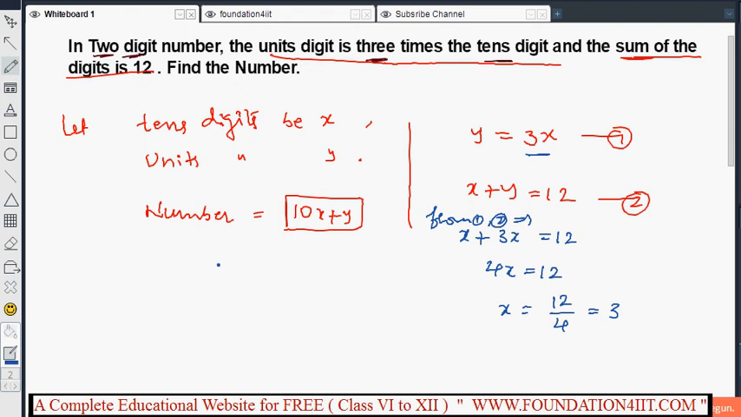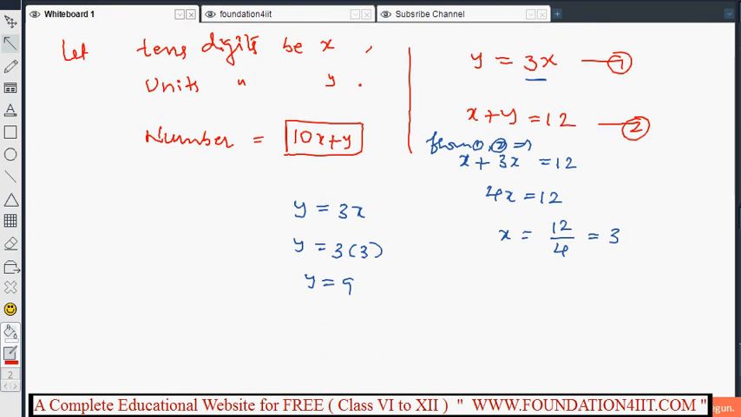But your question is y is equal to 3x. So y is equal to 3 into x value 3, so y is equal to 9. Clear? So units place is 9 and tens place is 3. So that number we need, right?